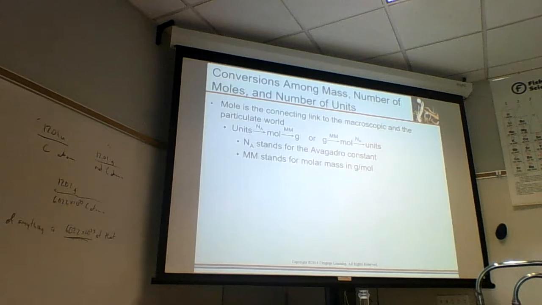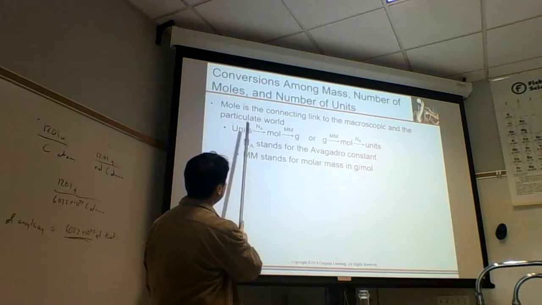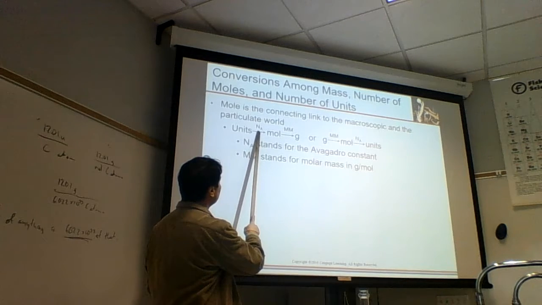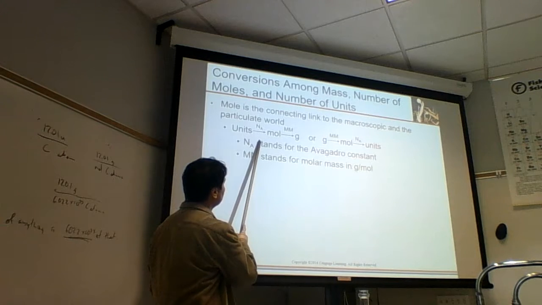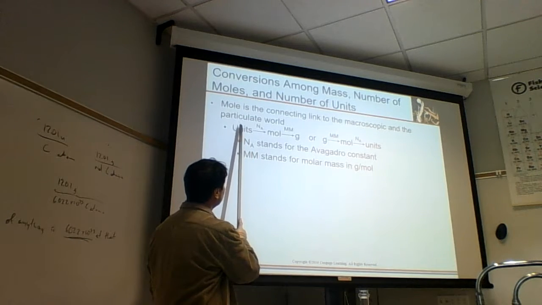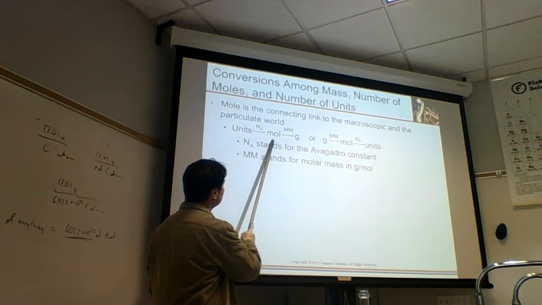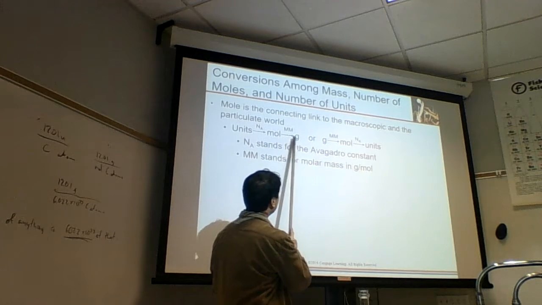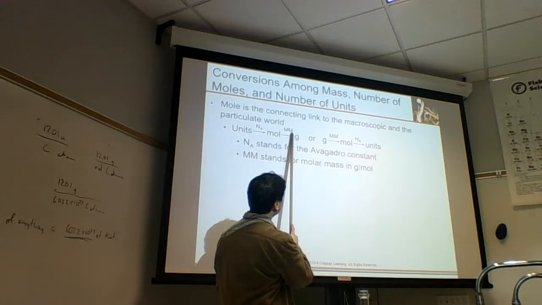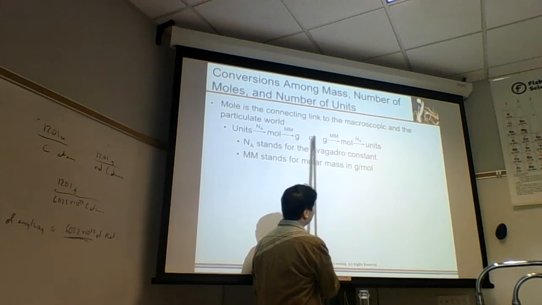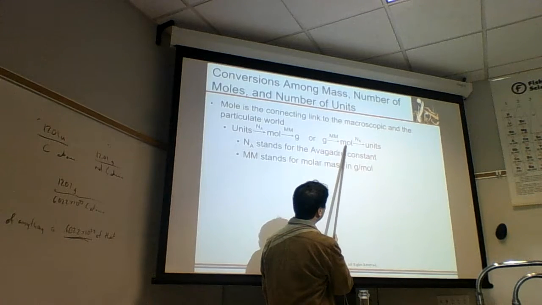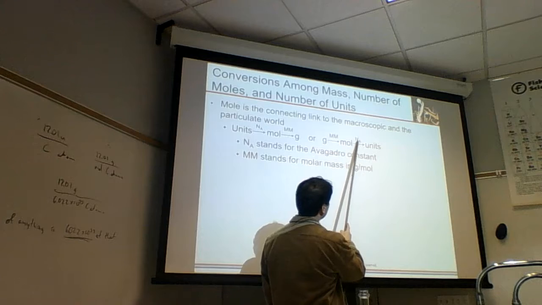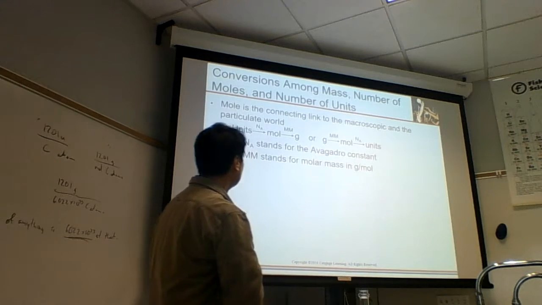We can look at it in a mass map like this. If we have the number of units, we can convert it to moles using Avogadro's number, 6.022 units per mole. Just invert it: 1 mole per 6.022 units. So here we're converting from number of units to moles. And then we can convert from moles to grams using the molar mass. Grams we can convert to moles using the molar mass, inverted. And moles to number of units using Avogadro's number, abbreviated N sub A.